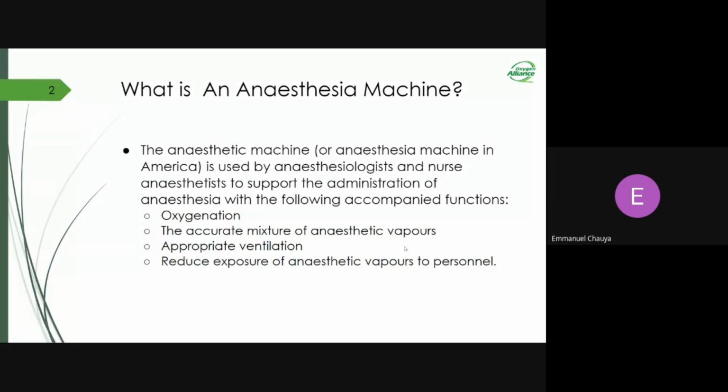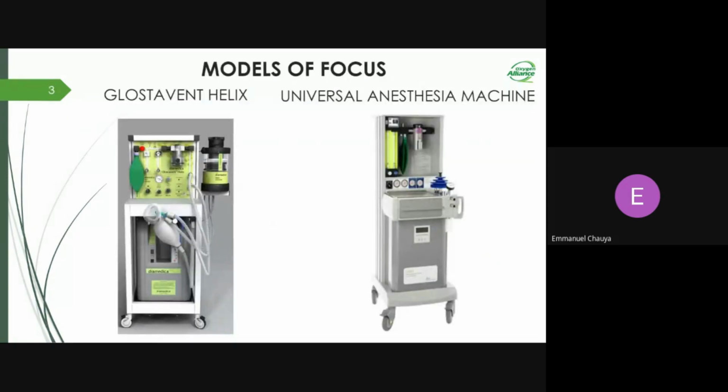In this presentation, we have split our presentation into two. We'll discuss the first part, whereby we'll be dealing with the Gloucester Vent Helix, mainly because it's the common model in most low-resource countries and, of course, some medium-income countries. And then we'll have another session where we'll discuss the universal anesthesia machine. And to help our audience understand better, we have split this presentation into two parts. So we'll discuss the electrical part, and also the pneumatics part.